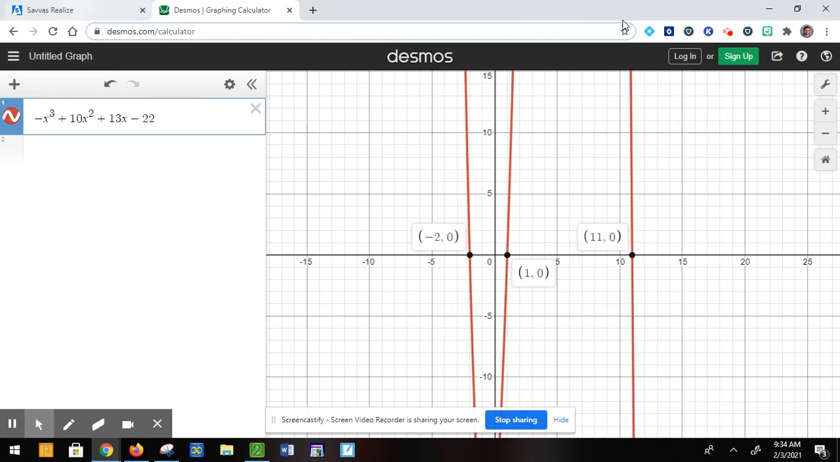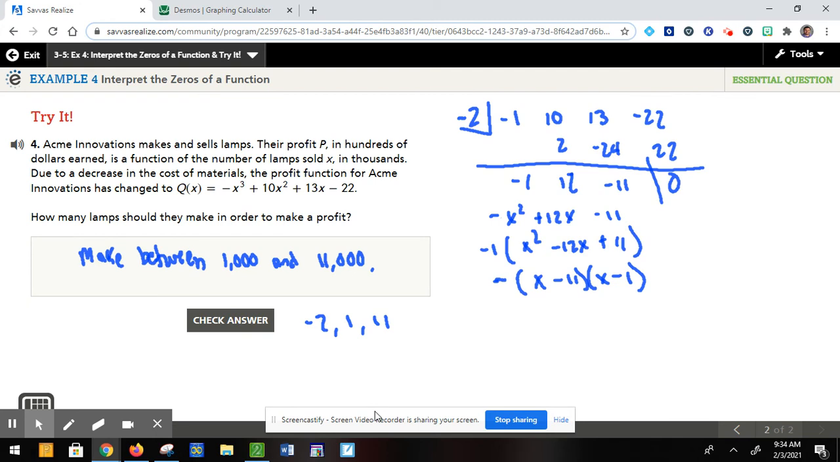If you need to prove it algebraically, you could do what they did. You could take the 3 factors, which would be x minus each of the zeros. So you could multiply x plus 2 times x minus 1 times x minus 11 together, and you'll get either the function or the opposite of that function.